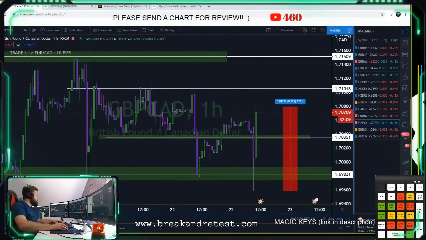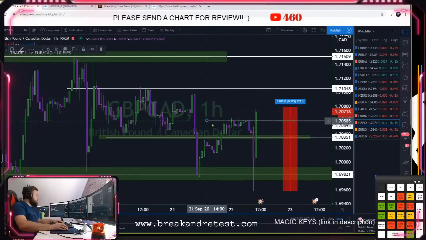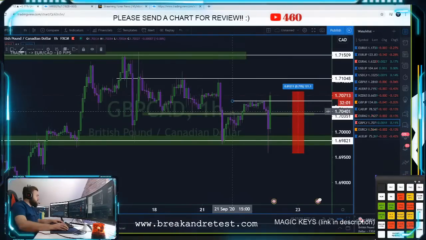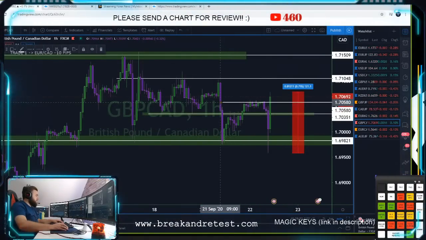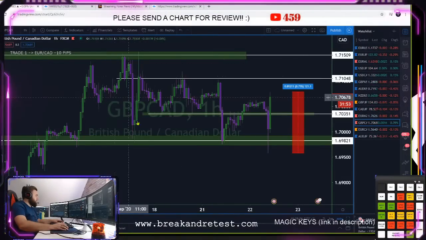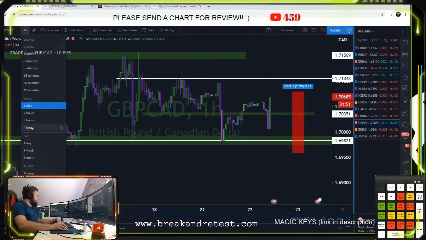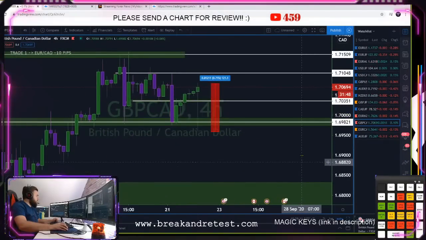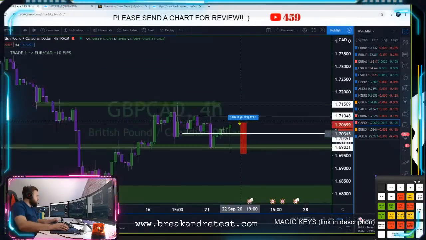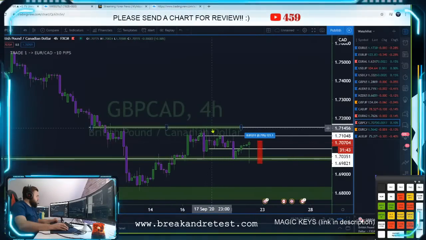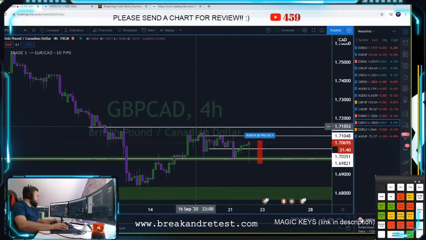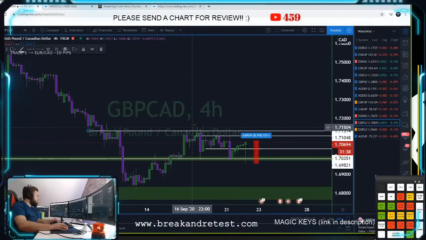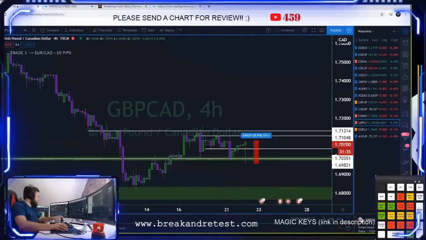Wow, GCAD. It's about to break also above this small resistance here. GCAD has too many zones in between, and it's hard to decide where you want to take the trade. If we go on the 4 hour, let's take a look at the 4 hour. Look at that 4 hour candle. Oh, this is crazy. Let's take a look at this chart.